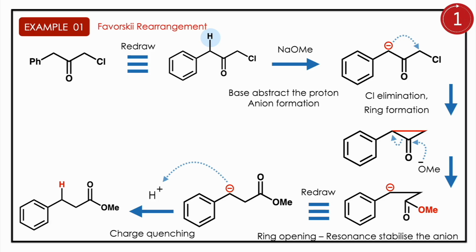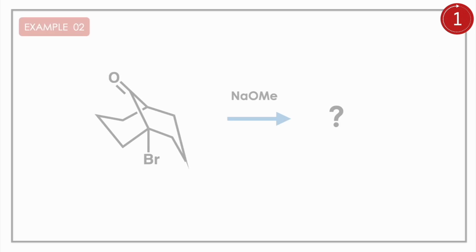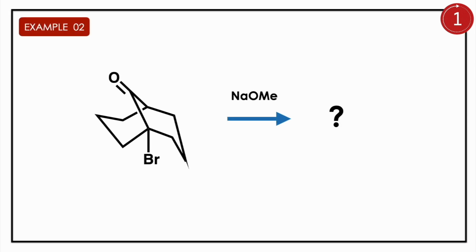The concept you have to learn here is that in Favorskii rearrangement, the stable anion always forms. Then the next example. Here you have a bicyclic system. A bridged carbonyl is there, it's a ketone. At the alpha position you have bromine, which is also on a connected or bridgehead carbon. You are using sodium methoxide. You should find what will be the final product.